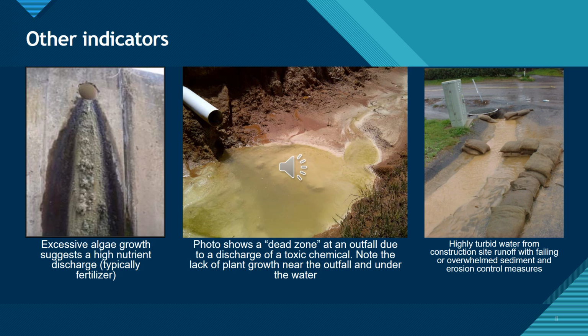So the next one would be highly turbid water from construction site runoff with failing or overwhelmed sediment and erosion control measures. When erosion control measures are not properly put into place, things such as this can occur, and this amount of sediment runoff going into the storm drain can cause water quality issues.